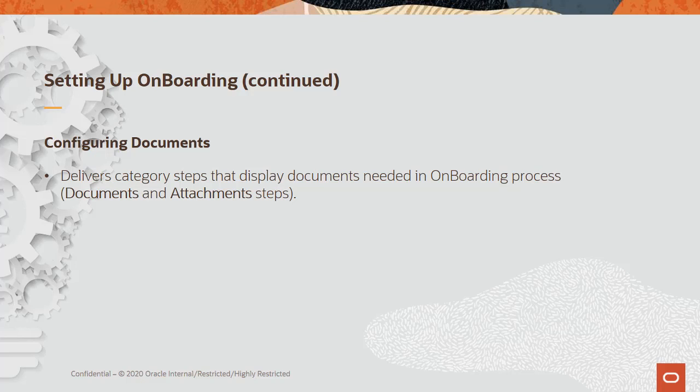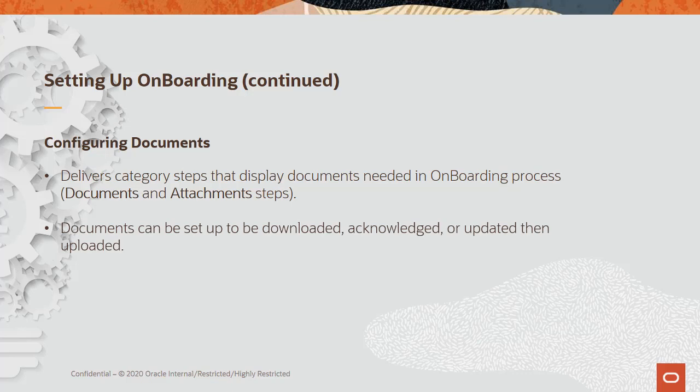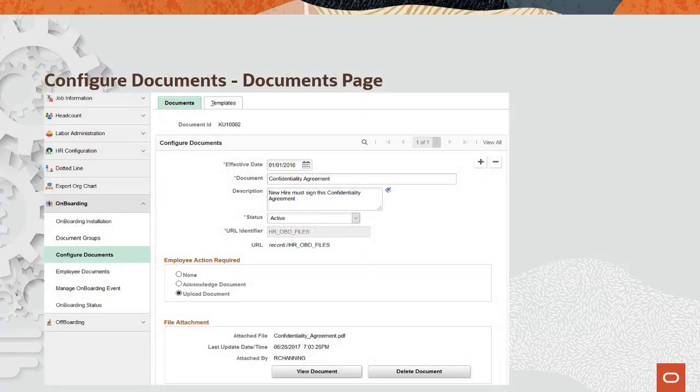This step is where the documents are going to be displayed. When you set up a document, select what new hires can do with the document and the templates where it can be displayed. Use a Configure Documents component to set up documents for the onboarding process. On the Documents page, provide a name and an effective date of the document.